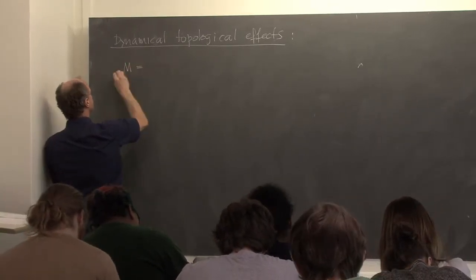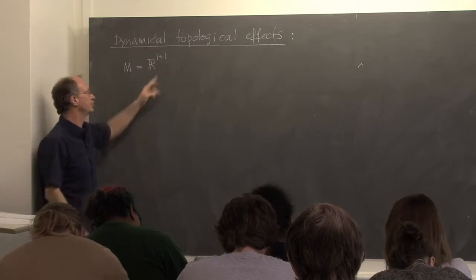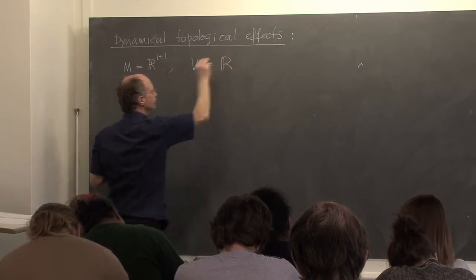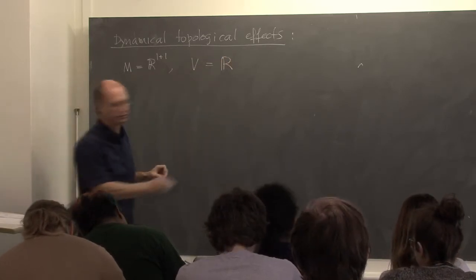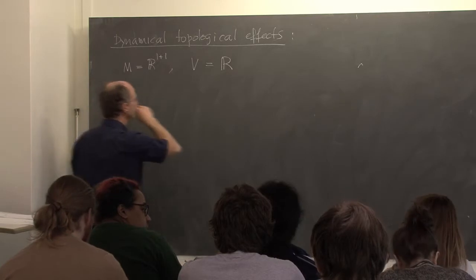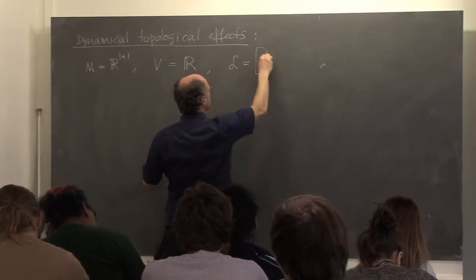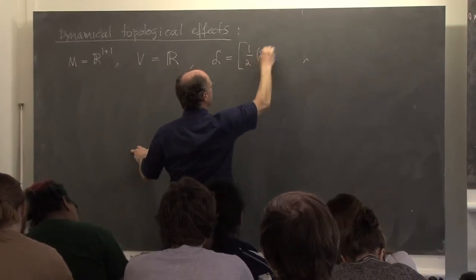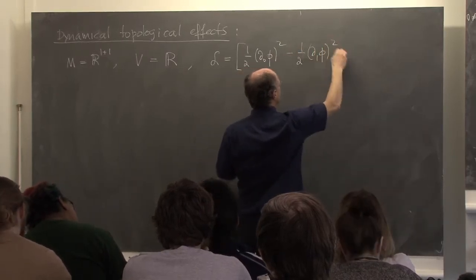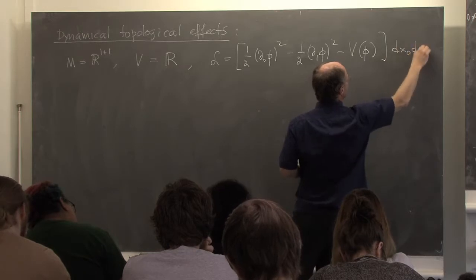So let me choose M to be R2, or maybe R^(1+1). One of them is time, another one is space. So V will be R. So we are back to our friend, the scalar field. But now let me do the following. Let me say L is equal to 1/2 (d0 phi)^2 minus 1/2 (d1 phi)^2 minus some polynomial of phi, dx0 dx1.